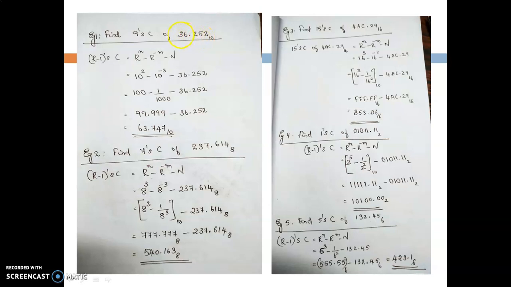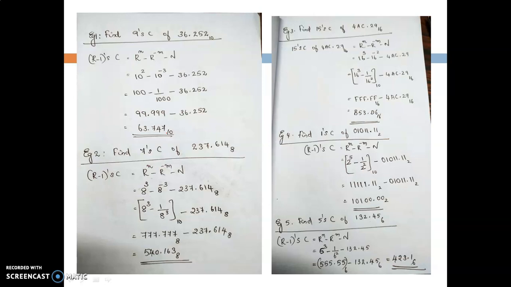I have not mentioned a minus here, but what it indicates is that 36.252, when you represent it without the minus sign, will be represented as 63.747 in the signed decimal number system representation, without using the minus or plus sign.